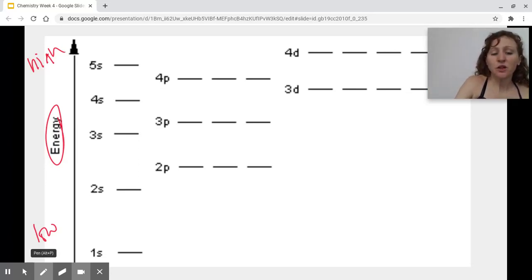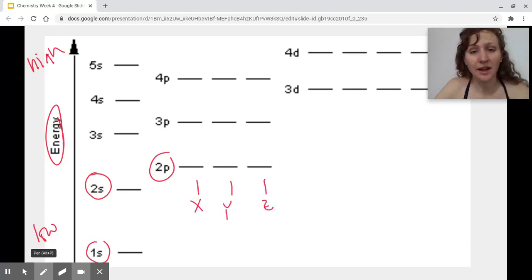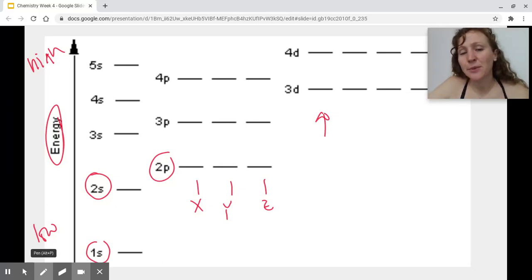So notice that I have each orbital here on the side. The 2p has 3 different orbitals, the x, the y, and the z. So notice that the m sub l, or that orientation piece, is represented in this diagram. It's represented by showing 3 different boxes for the p's. D's have 5 different boxes. How many different boxes would the F's have?